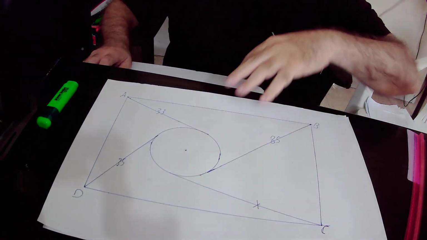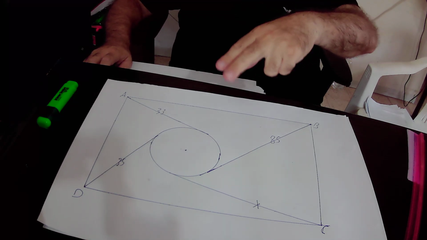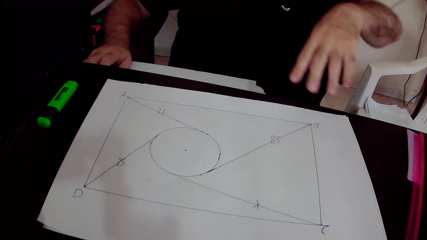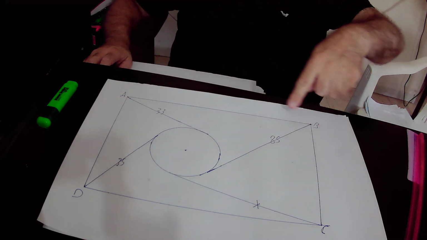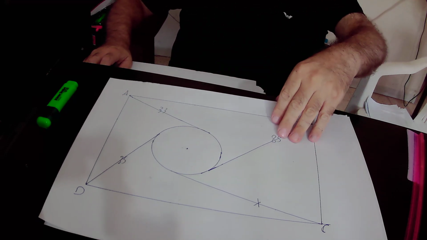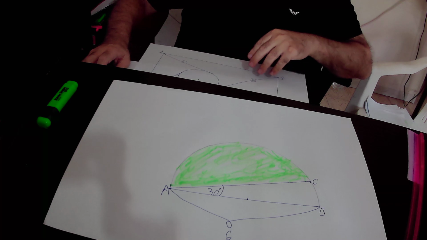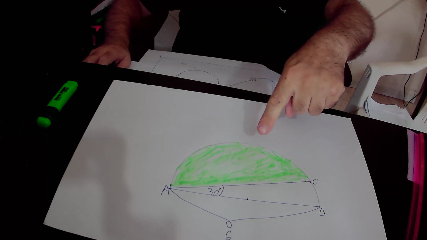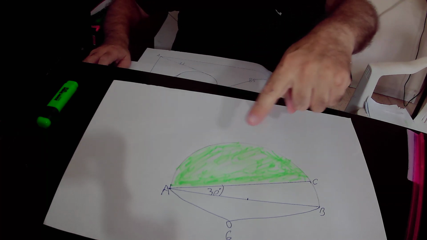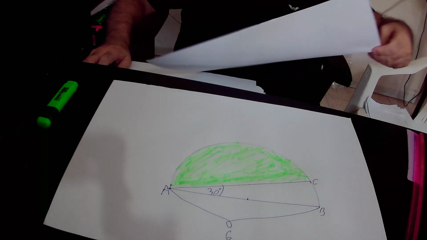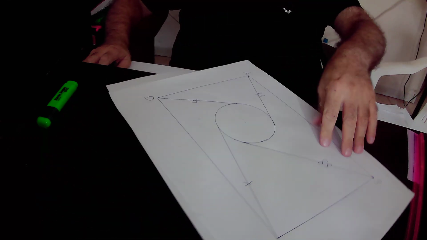Below, in this lecture, we'll answer two questions. In the first question, we find out the length of line segment X that is in rectangle ABCD. And in the second question, we'll find out the area of the green shape that is inside the semicircle. So we start with the first question.